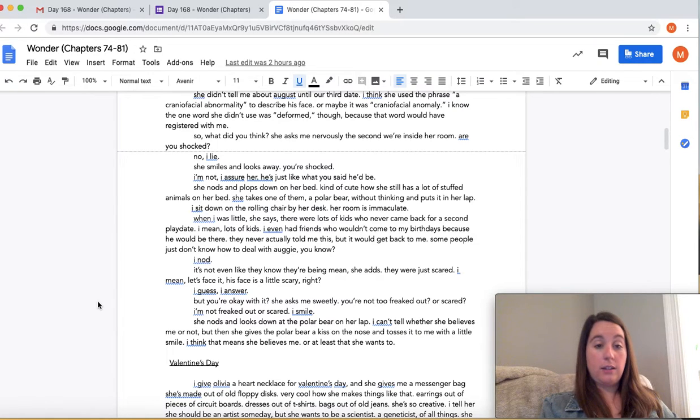Her room is immaculate. "When I was little," she says, "there were a lot of kids who never came back for a second play date. I mean a lot of kids. I even had friends who wouldn't come to my birthdays because he would be there. They never actually told me this, but it would get back to me. Some people just don't know how to deal with Augie, you know?" I nod. "It's not even like they know they're being mean," she adds. "They were just scared. I mean, let's face it, his face is a little scary, right?"